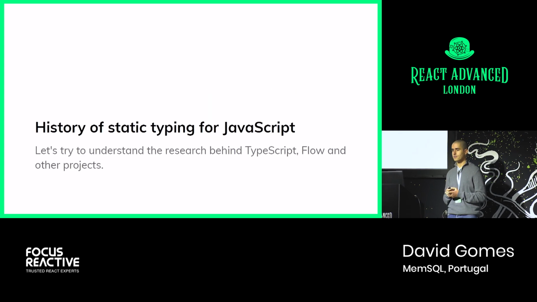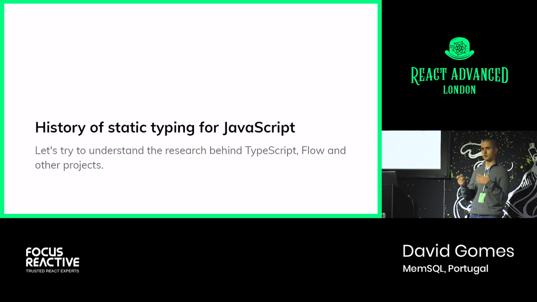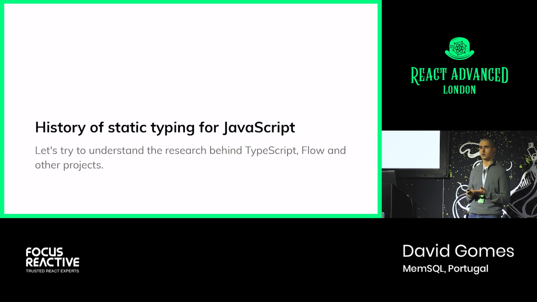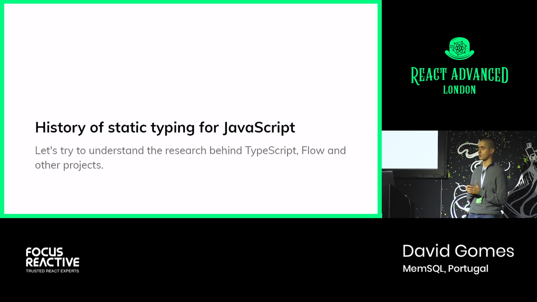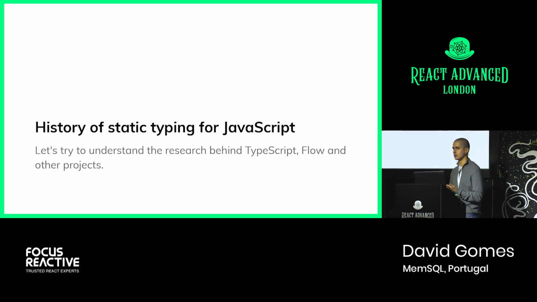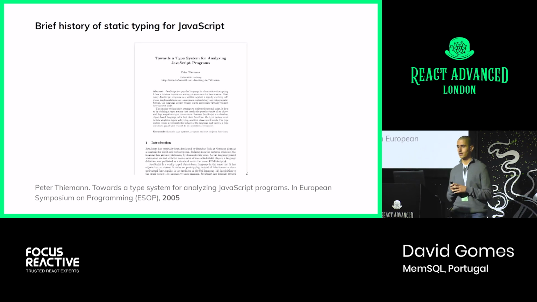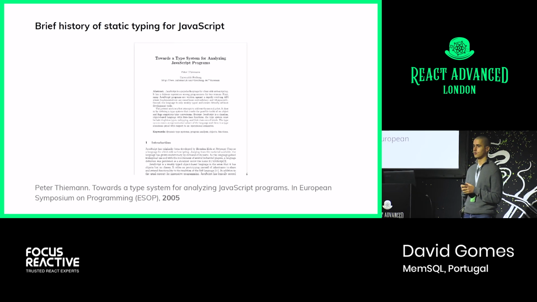And so let's try to understand the history, and this is going to be a little bit of a history class. Let's try to understand the history of static typing and why it's so hard to add a static typing solution on top of JavaScript. So the first paper that ever came out on the idea of statically typing JavaScript was actually released in 2005. That was 14 years ago.